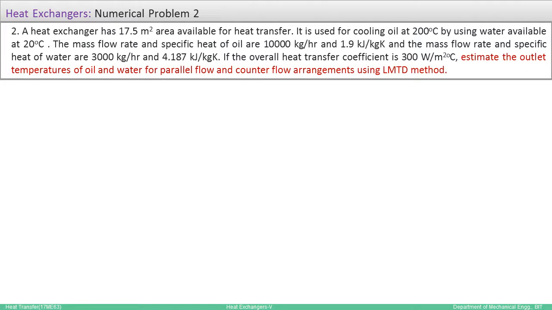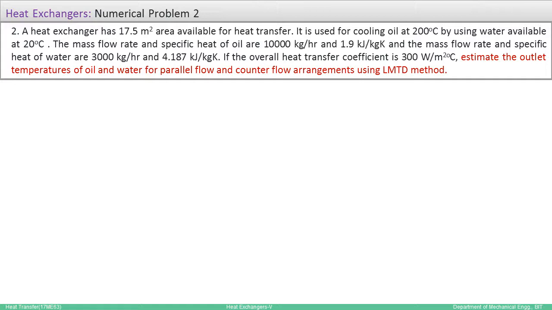This second problem is considered to explain the difficulty of using the LMTD method to find out the outlet temperatures of hot and cold fluid when they are not known. In such cases, it is always preferable to use the effectiveness NTU method, but this problem is given to find out the exit temperatures of hot and cold fluids for parallel and counterflow arrangements using the LMTD method. So a heat exchanger has 17.5 square meter area available for heat transfer.